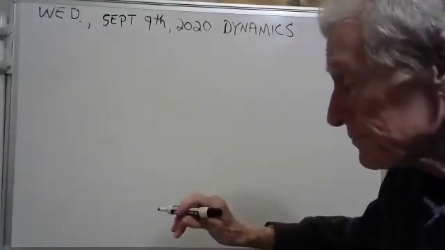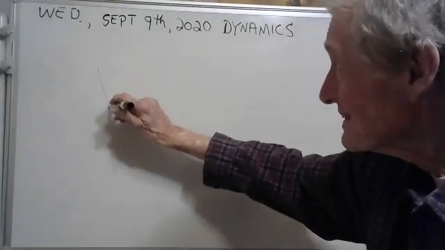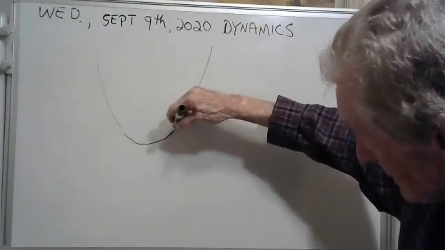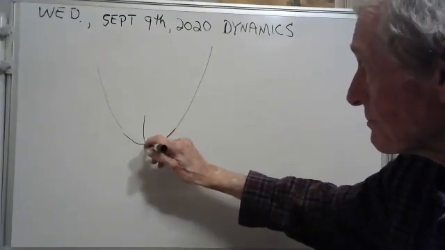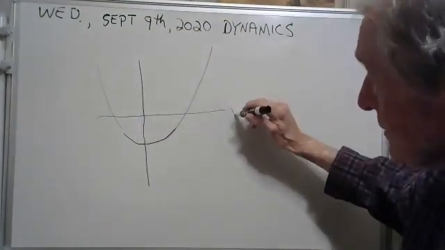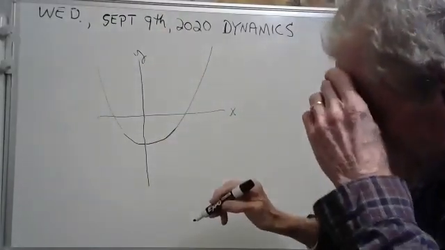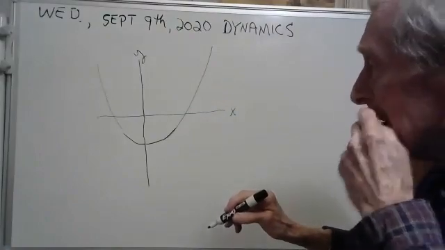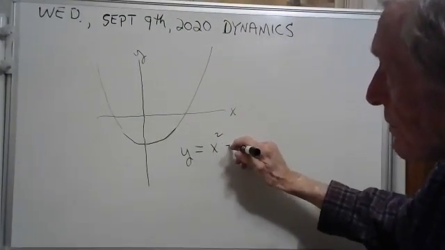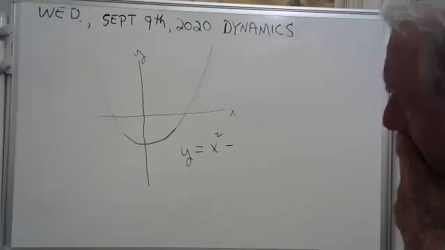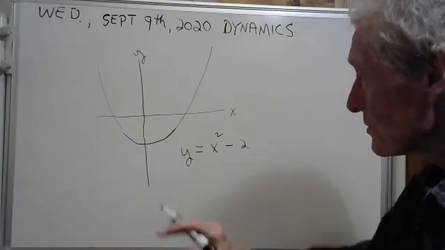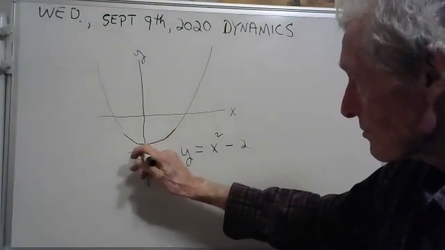Let's suppose you had a parabola. You all know how parabolas go. They kind of go like that. So suppose you got an x and a y axis, and the parabola itself is x squared minus maybe 2 or something like that. So see, when x is 0, you get a minus 2. That would be a minus 2 right there.